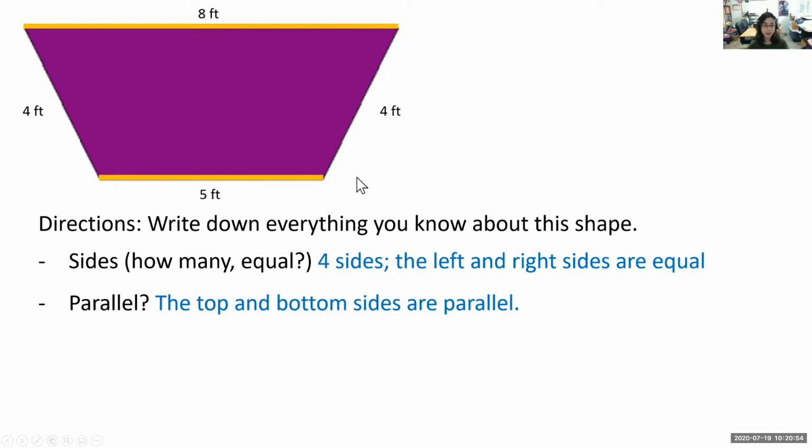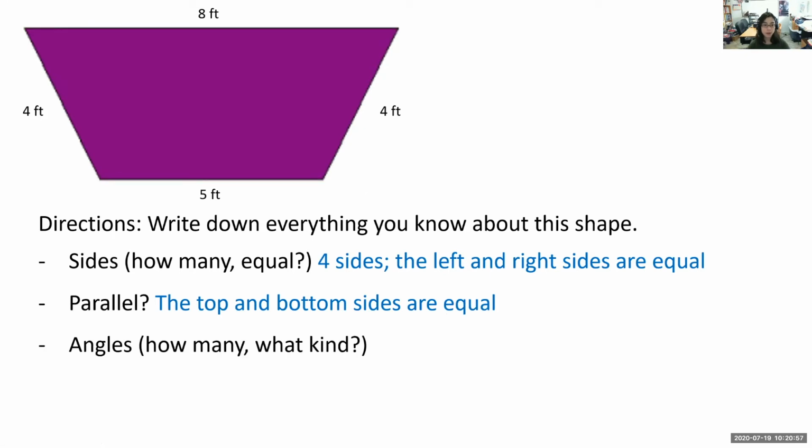Next, let's talk about the angles. How many angles are there in the shape? And what kind of angles are these? Are they right angles, acute angles, or obtuse angles? So first, let's talk about how many angles there are. Let's count the angles. So we've got 1, this is 1 angle right here. Then we have 2, our second angle right here. Then we have 3, our third angle right here. And 4, our fourth angle right here. So we have 4 angles.